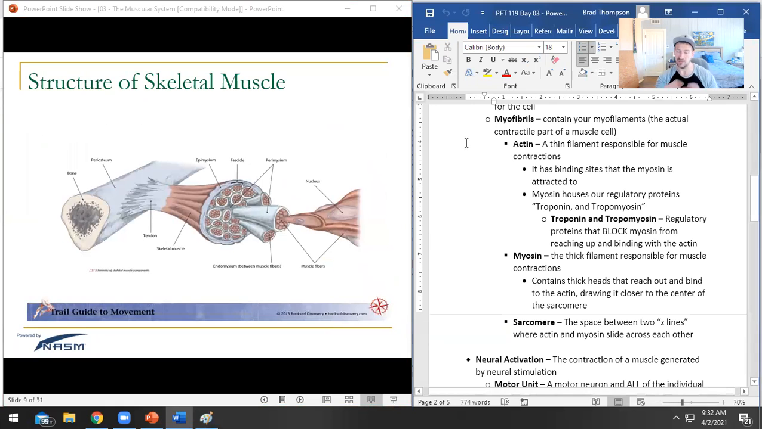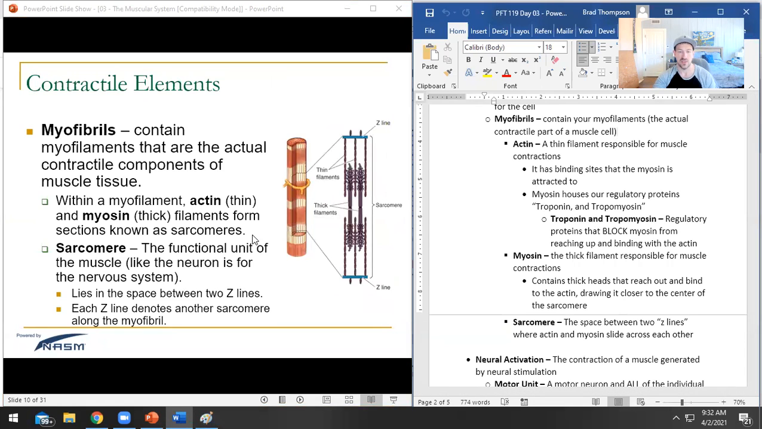Myofibrils are the big rods that run the entire length of each individual muscle cell, and there are lots of them all tied together. You're full of myofibrils inside of your muscle cells. And those myofibrils contain myofilaments, which are little itty bitty tiny proteins. This is what you need to get memorized. These are the terms you're going to see. Of those two myofilaments, you've got a really thin filament called actin.